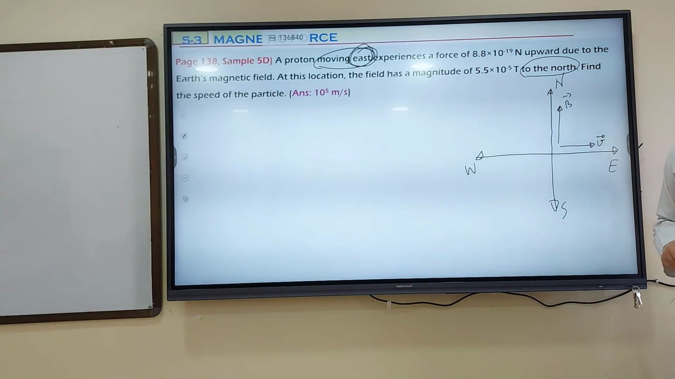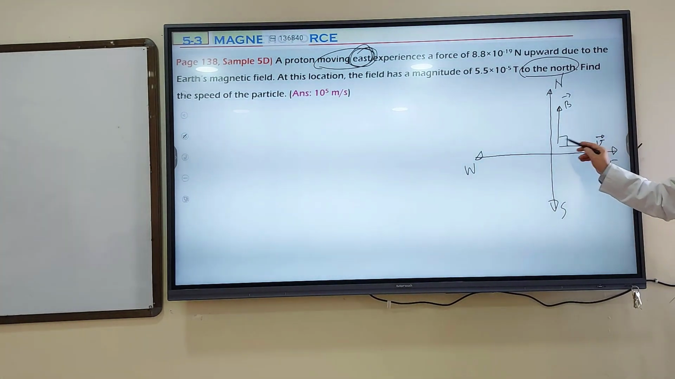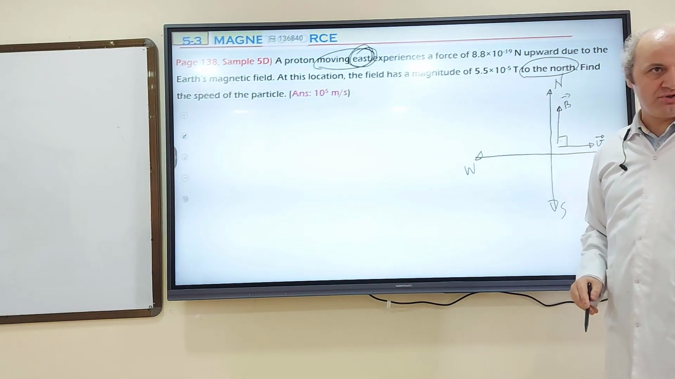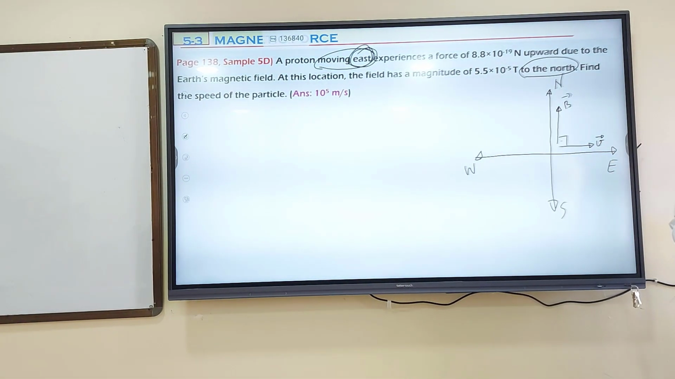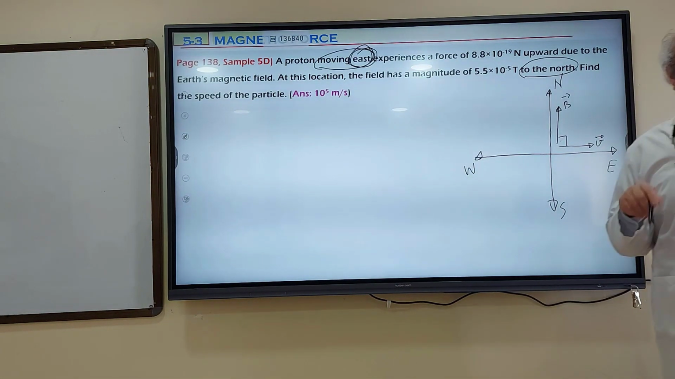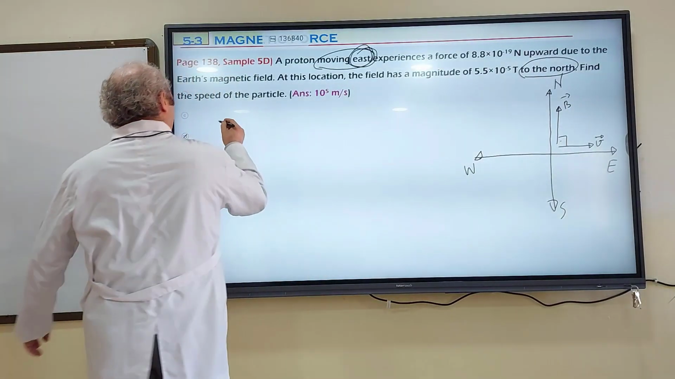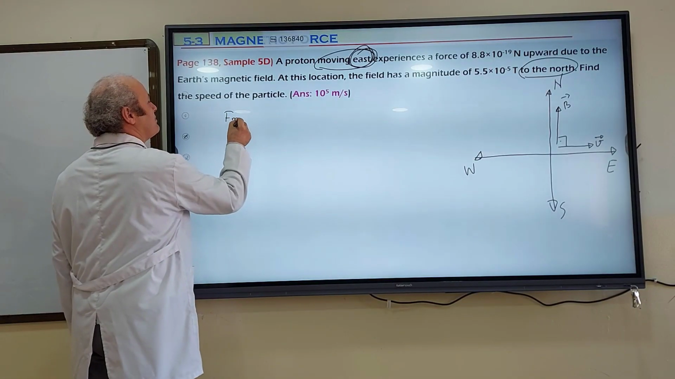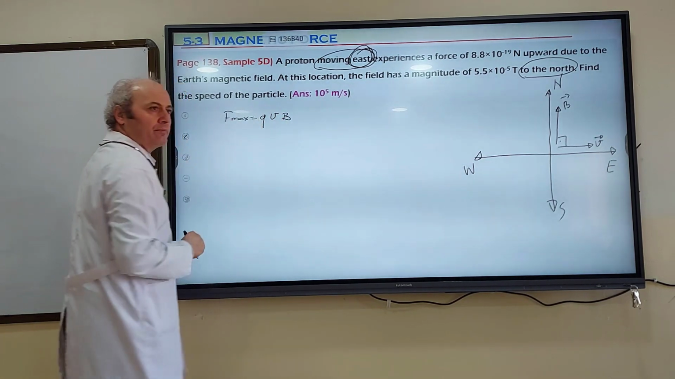Tell me now, what is the angle between these two vectors? 90 degrees. What does it mean? Maximum magnetic force acts on this charge. So when the angle between V and B is 90 degrees, maximum magnetic force acts on this proton. So then let's use the equation. What is the equation for maximum magnetic force? F maximum is equal to Q times V times B.